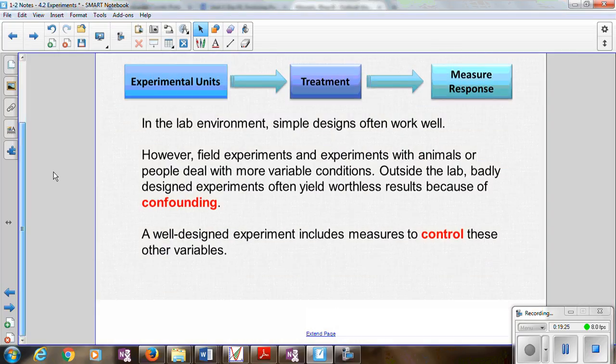So in field experiments or experiments with animals or people, we deal with more variable conditions. And outside the lab, badly designed experiments often yield worthless results because of this issue called confounding. A well-designed experiment includes measures to control these other variables.